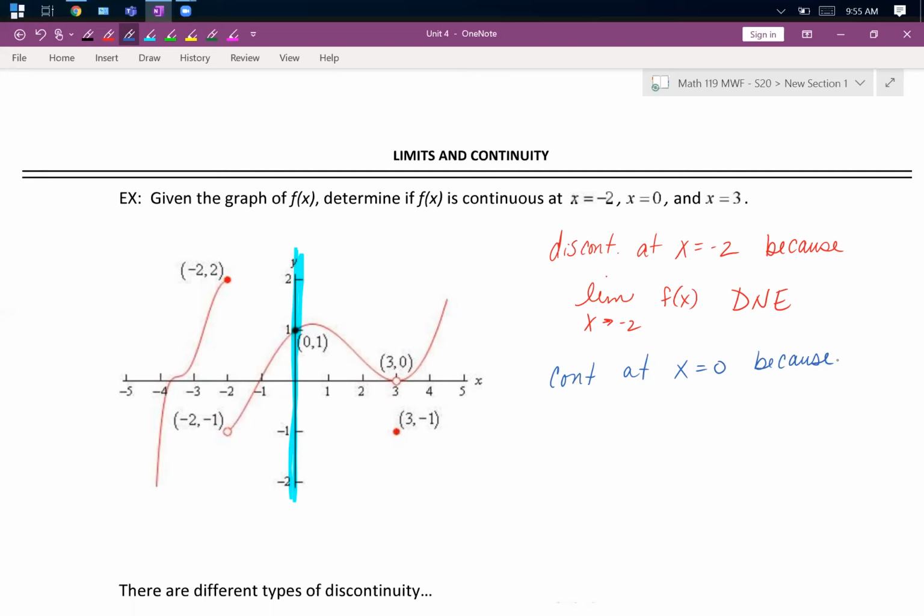So not only does the limit exist, but the limit has to be equal to the actual value, to be equal to the closed circle that's right here. So we're continuous at x equals 0 because the limit as x approaches 0 of f of x is equal to f of 0. Questions on that?